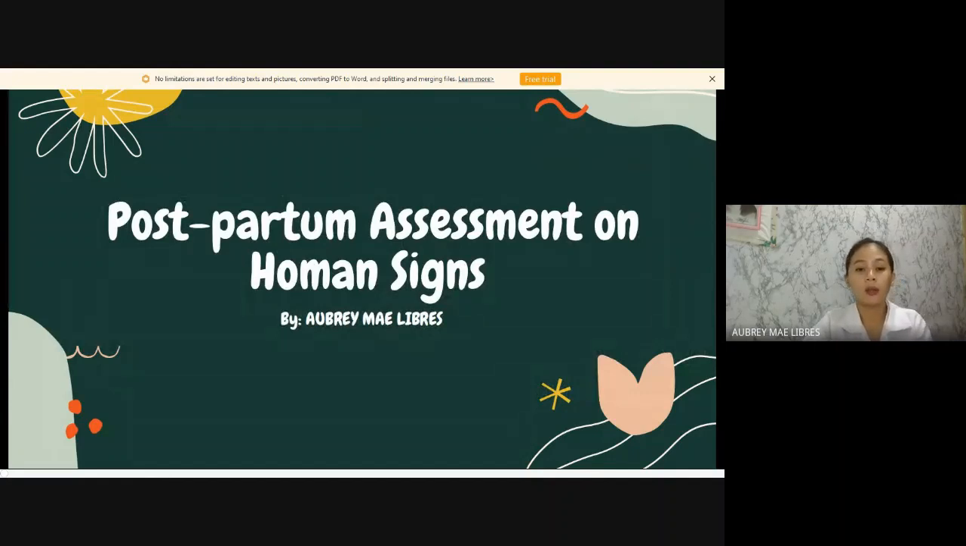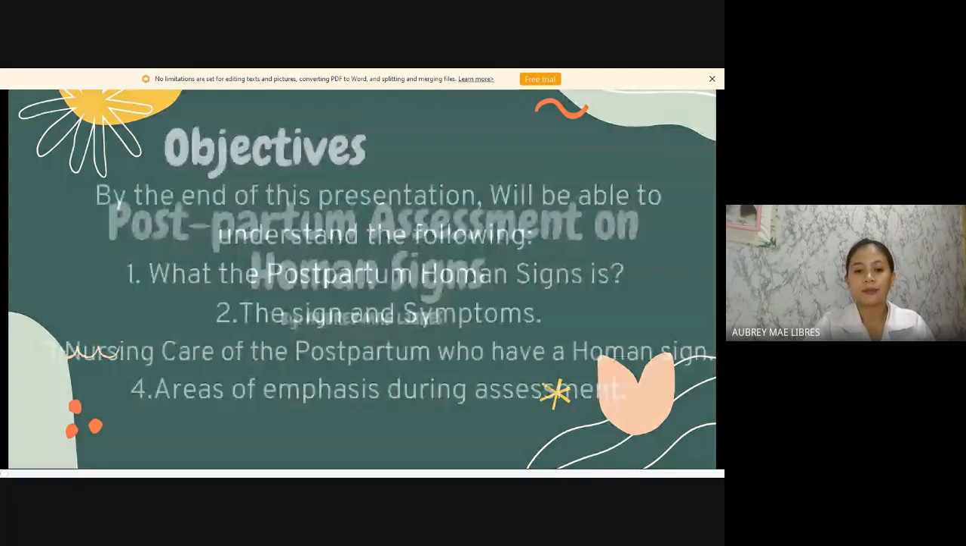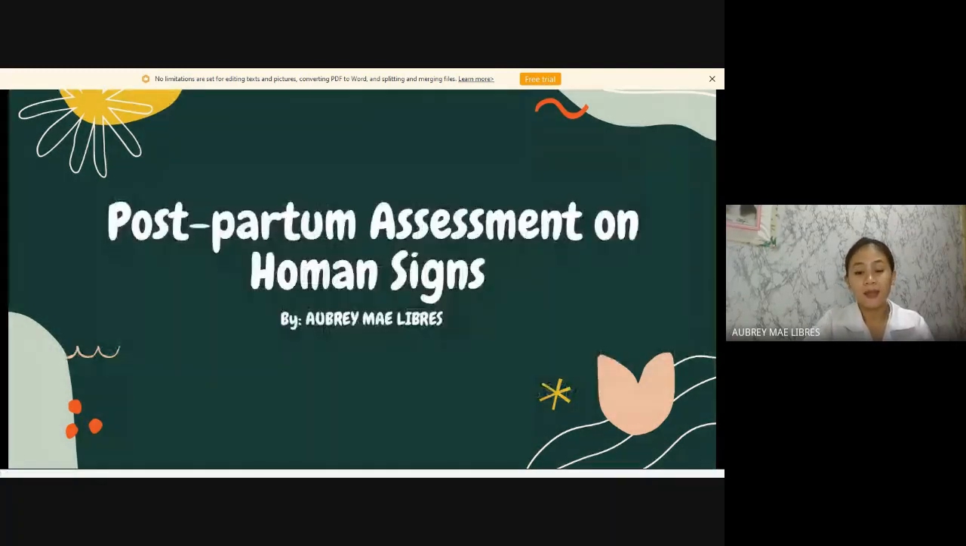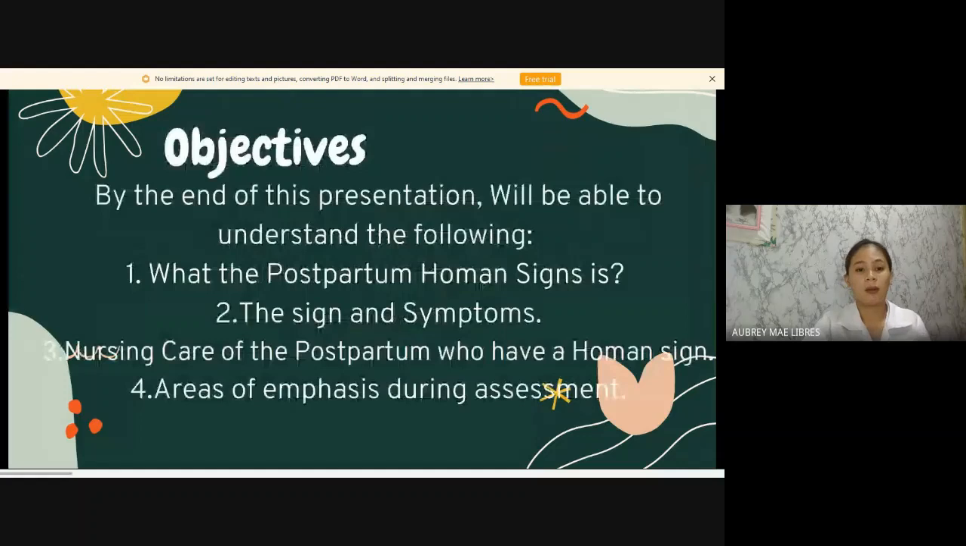Before we proceed to our specific topic, we will talk about the objective of this presentation. By the end of this presentation, we will be able to understand what the postpartum Homans sign is, the signs and symptoms also, and the nursing care of the postpartum woman who has a positive Homans sign. The areas of emphasis during assessment.